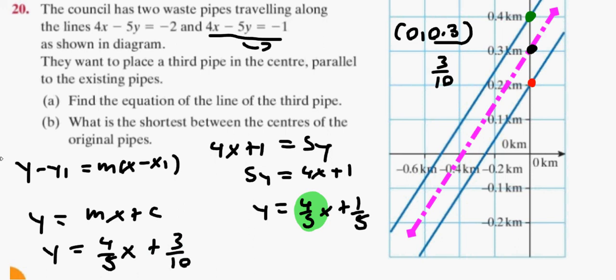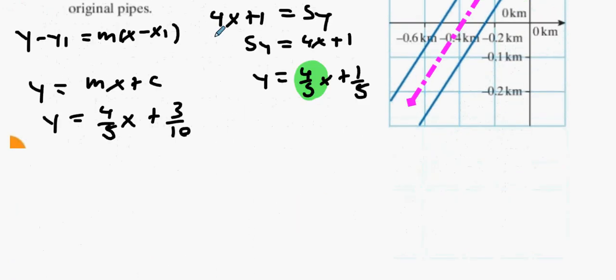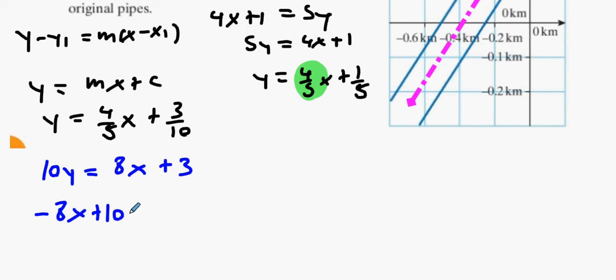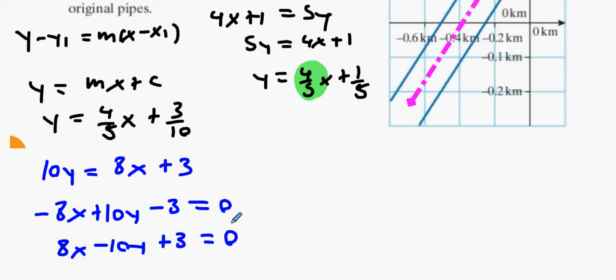What's the common denominator? Common denominator, anybody? 10. 10y equals 8x plus 3. Move it all over one side. Minus 8x plus 10y minus 3 equals 0, or 8x minus 10y plus 3. Who got that out? Did you guys do y minus y1 equals m into x minus x1? Bit quicker. That's the only difference. Okay.